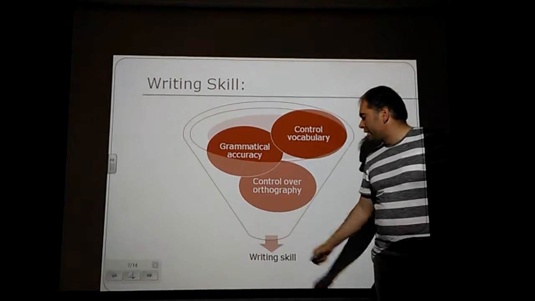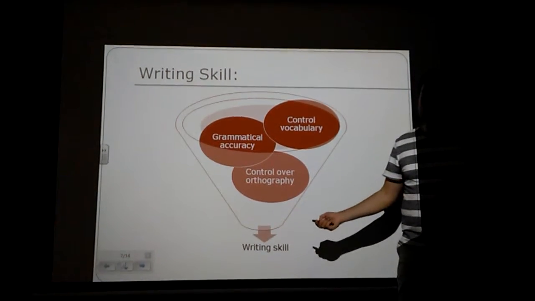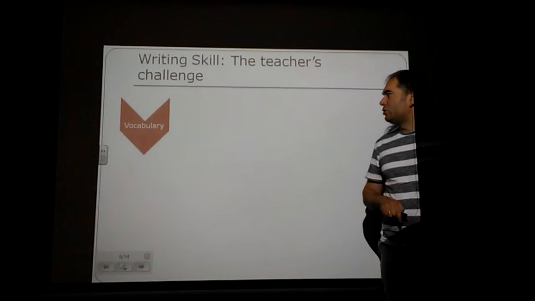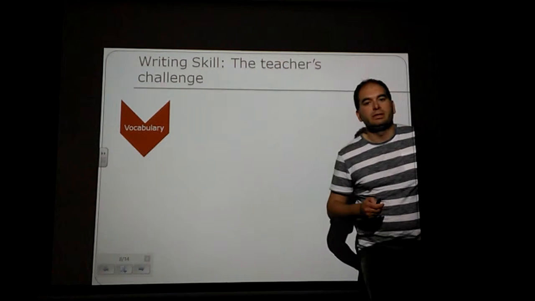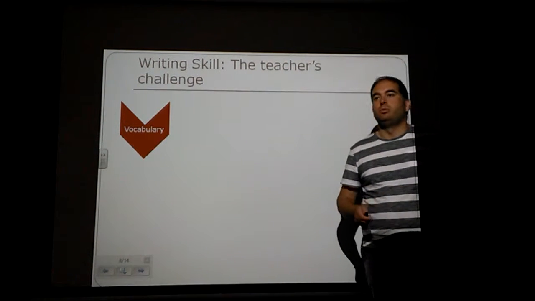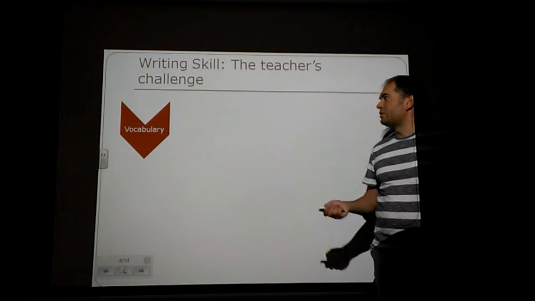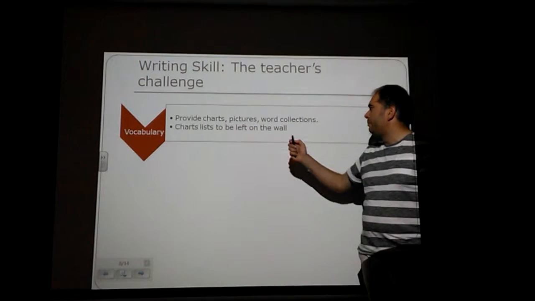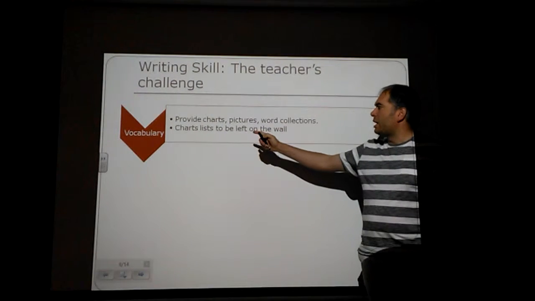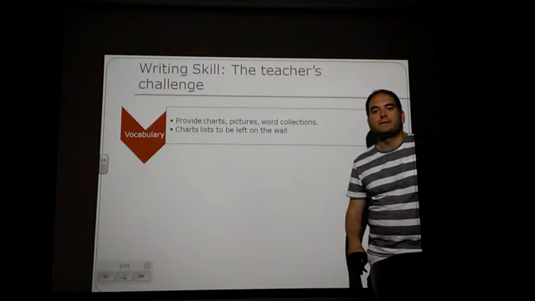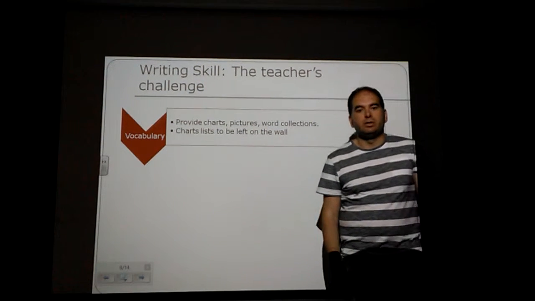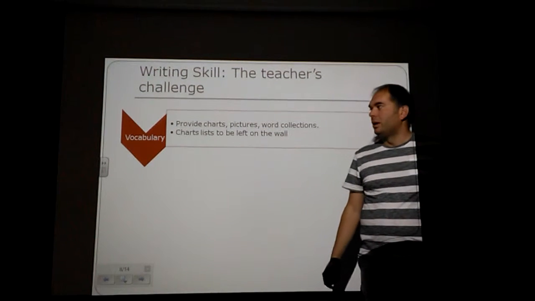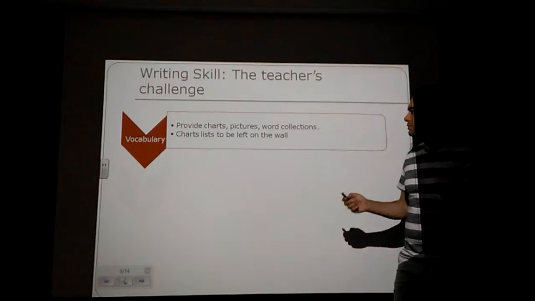With these three points we will get the writing skill, but when we are talking about the writing skill as teachers, we have to take into account what tasks or what activities we can use to promote every point. For the first one, vocabulary, we can provide charts, pictures, word collections, we can put charts on the wall of the classroom, because our students will be able to look at them to remember the words and so on.